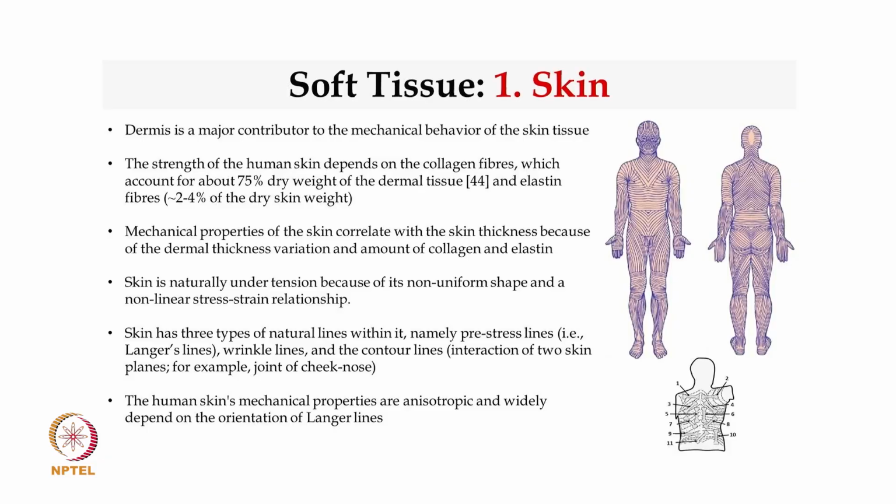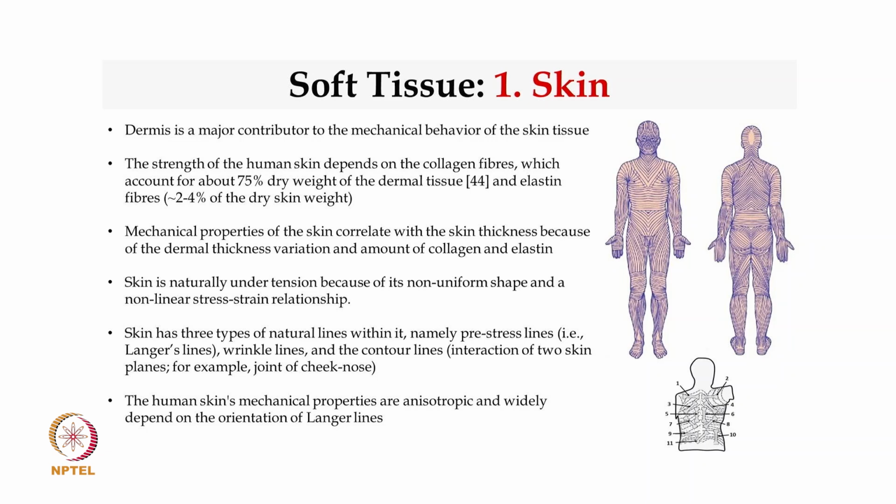Then, the human skin mechanical properties: it's worthy to mention it is highly anisotropic and widely dependent on the orientation of the Langer lines, like I've just mentioned. On the figure here on the bottom right, what you see is a bunch of specimens, or samples, which can be cut in order to do some mechanical tests. These are typically known as dog bone samples or dog bone specimens because they look like a dog bone.